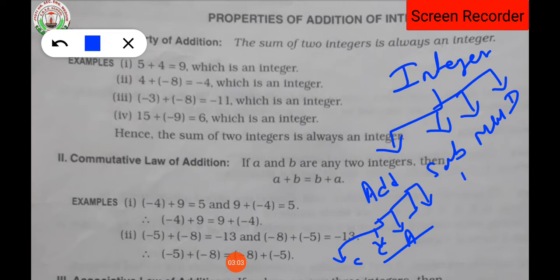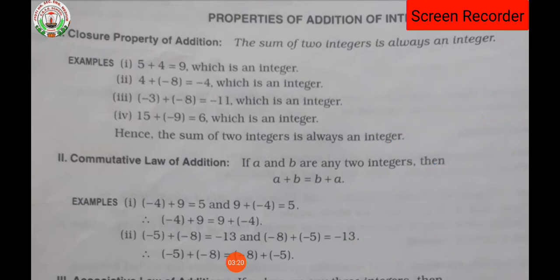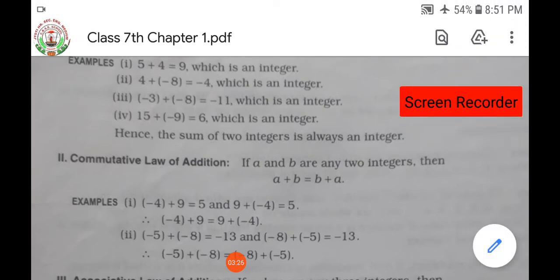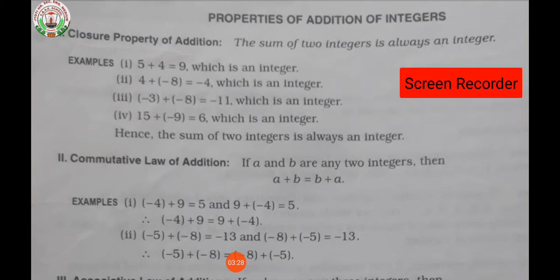Then similarly for subtraction we have closure property, commutative property, associative property. But in this, except the closure, the rest of the properties do not exist. Similarly, we are going to see the properties for multiplication and division. One by one we will see, then it will be more clear to you. Clear? So here we are having properties of addition of integers.